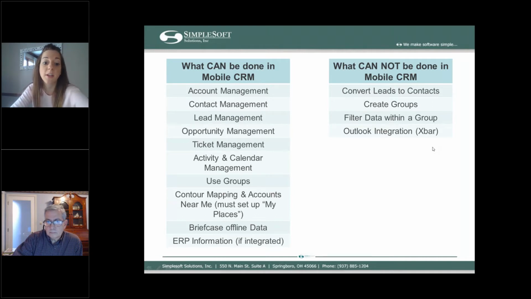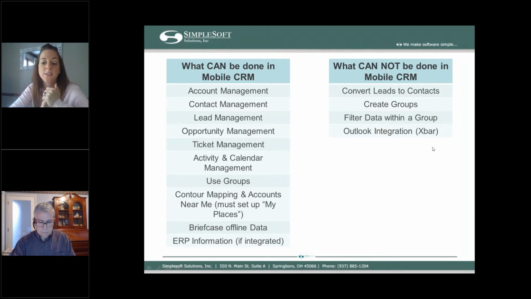The briefcasing is great for those of you that may travel into spotty coverage or no cell service. You can briefcase the contact information. It takes a snapshot for you to be able to access on your mobile phone, even if you don't have cell service. And again, if you're integrated with your ERP, you'll also have access to that data on your mobile as well, such as invoicing, receivables, shipments, and those items if you're connected with your ERP.